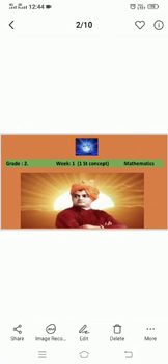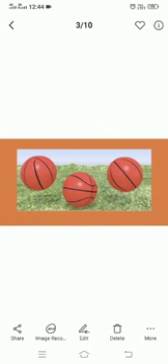Grade 2 Mathematics. Look at this image. What are you seeing in this picture? Yes, you are seeing balls. Count and say how many balls are there? 1, 2, 3. Is it correct? There are 3 balls. Look at this image. What is given here? Numbers. Yes. So our topic name is numbers up to 200.